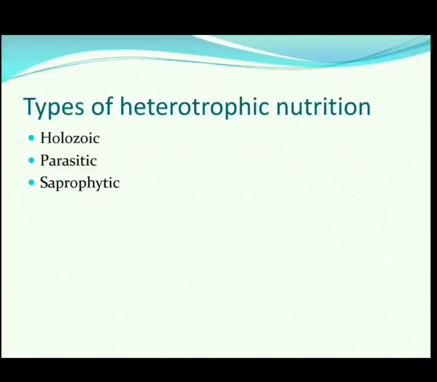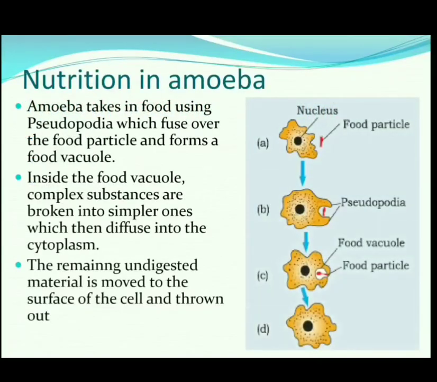The next one, saprophytic nutrition. So what do you mean? What are saprophytes? These organisms break down the food material outside the body and then absorb it. They are called saprophytes. For example, fungi, bread molds, yeast, and mushrooms. Okay. Now let's see the nutrition in amoeba.